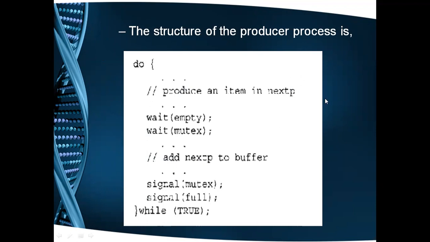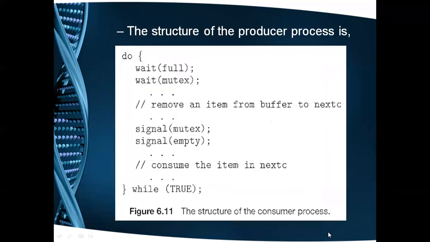In the next step, the data item is added to the buffer. After adding the item into the buffer, the producer executes two signal operations. One is signal of mutex, which allows the consumer process to consume the item. Then signal of full, which indicates one item is added in the buffer and informs the consumer that items are available in the buffer. This is the structure of the producer process.